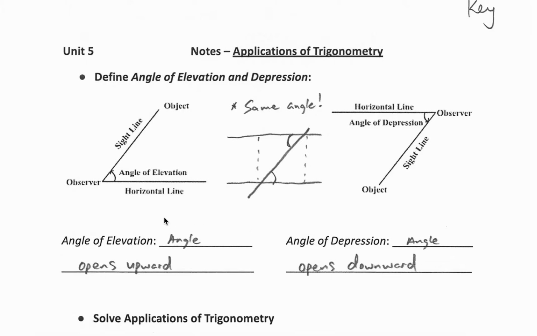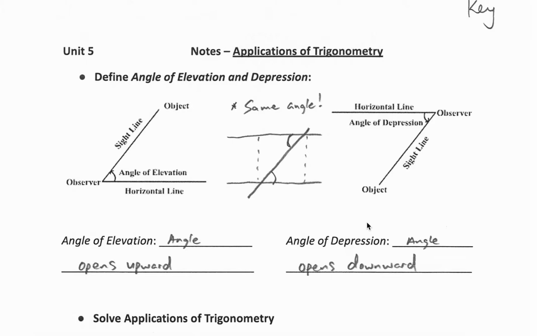An angle that opens upward is called an angle of elevation. To elevate means to go up. So hopefully that makes sense. Oftentimes an angle of elevation is on the ground level, although it doesn't always have to be, just often.